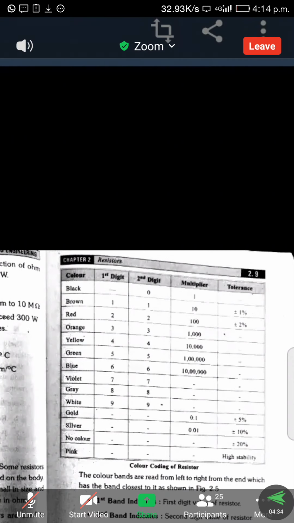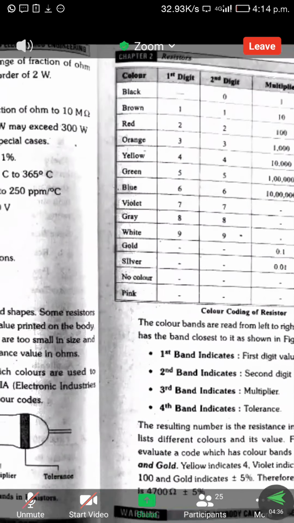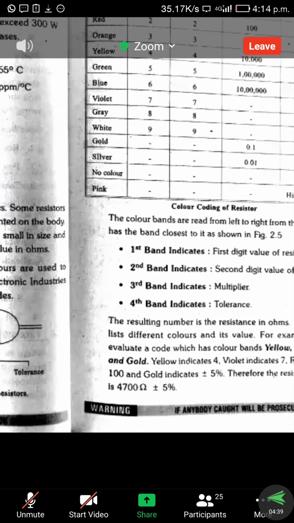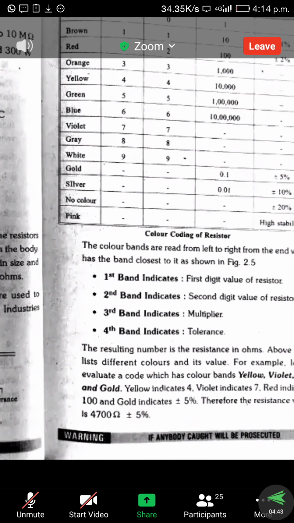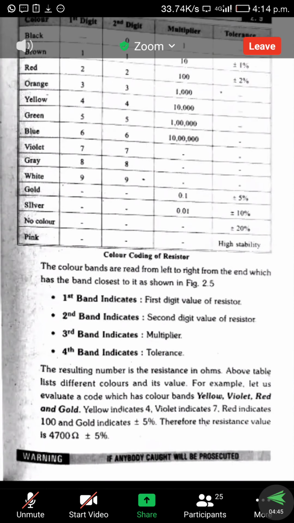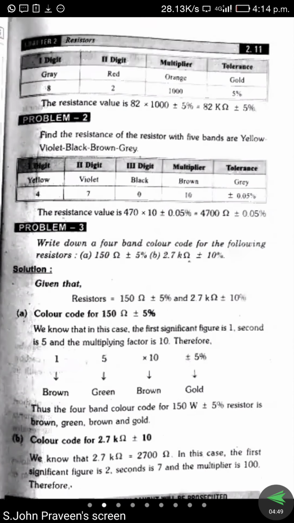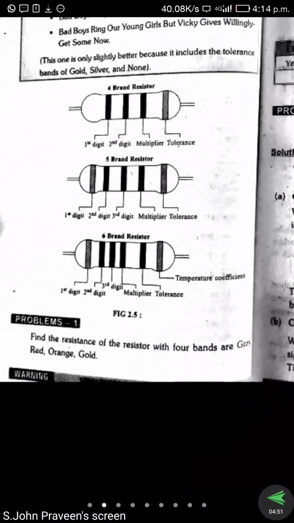The last one, the rightmost, is called the tolerance. Next, the second one is the multiplier. The remaining ones are the first and second digits. The tabular column is also given showing how to calculate the resistance values. We already discussed it. Next, common faults.